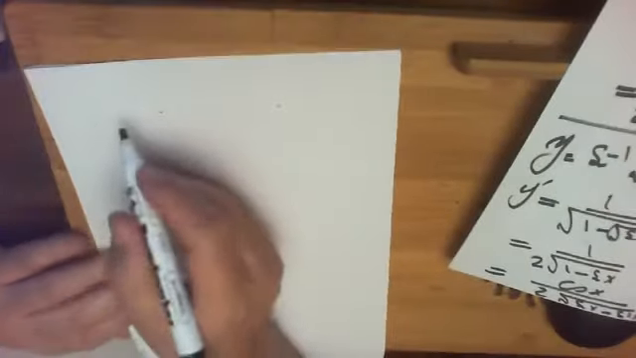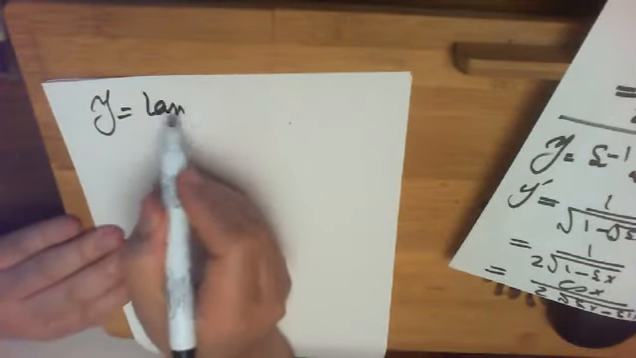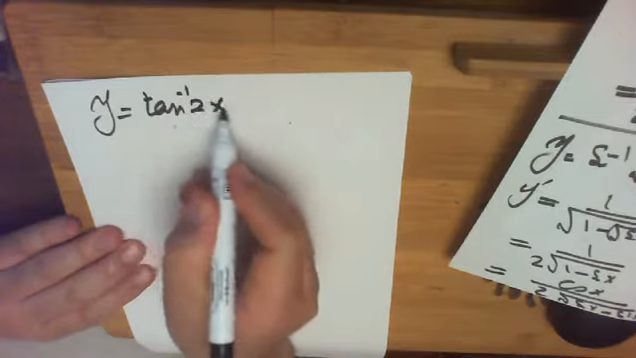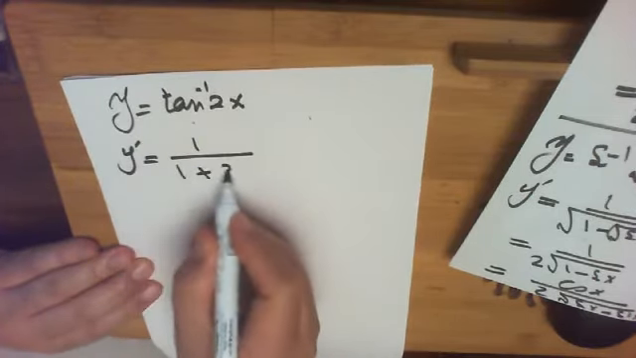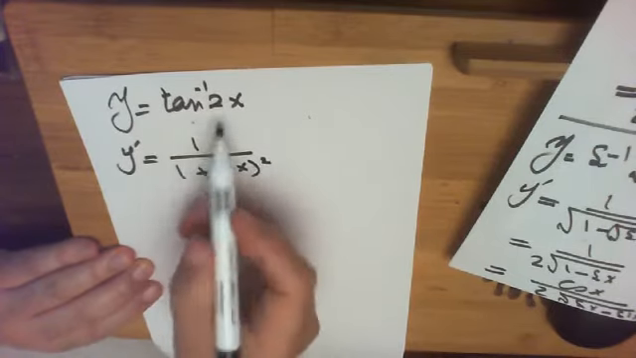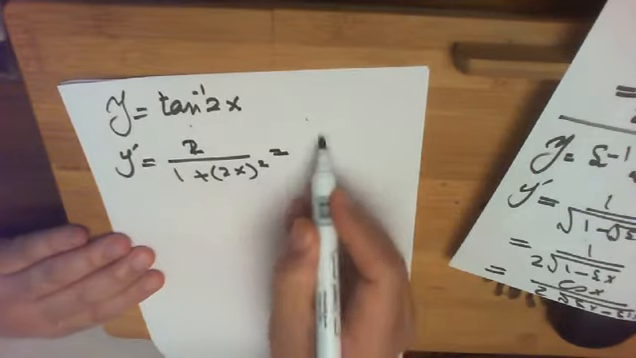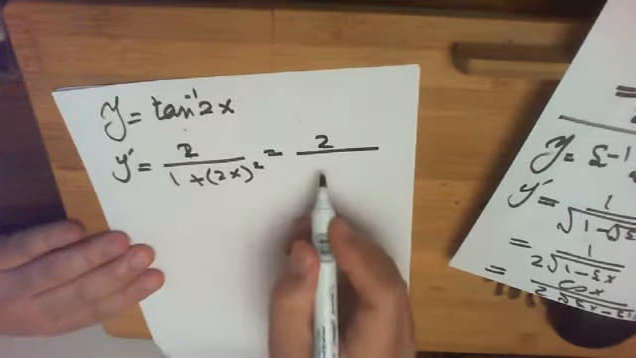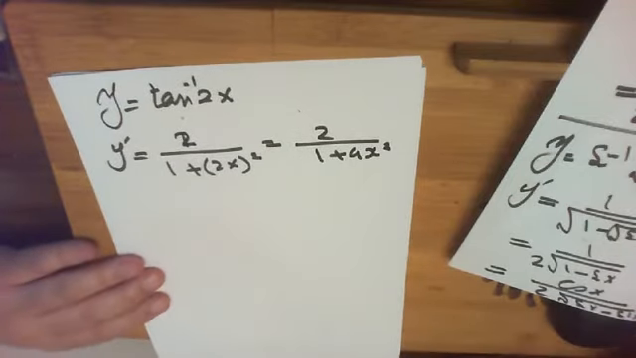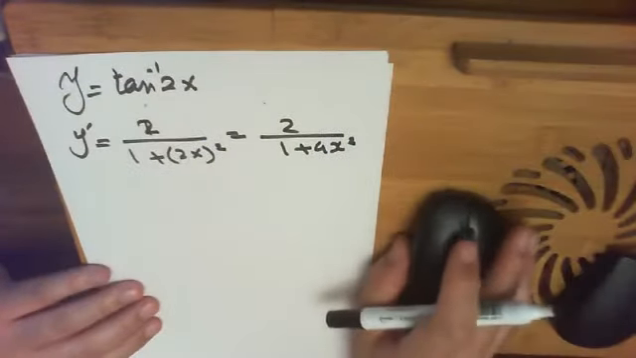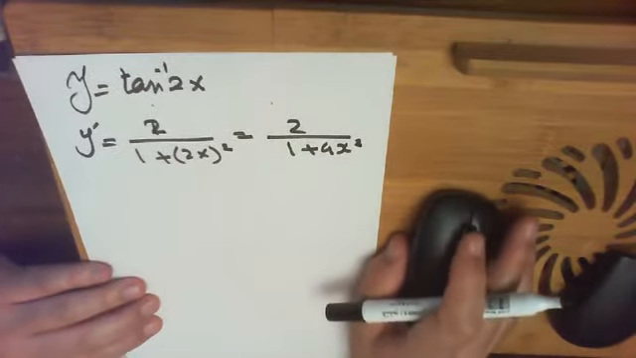Question number 5, y equals tan minus 1 of 2x. So y dash equals 1 over 1 plus (2x) all squared, times the derivative of 2x, which is 2. So simply it's 2 over 1 plus 4x squared. As you see, very simple, a piece of cake. Now go to page 24.